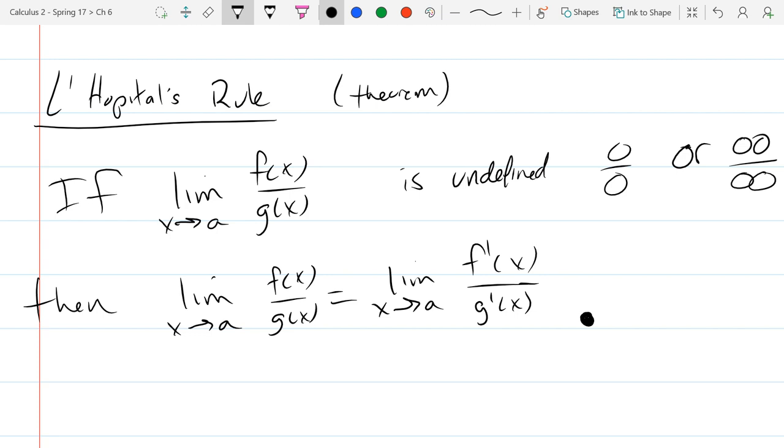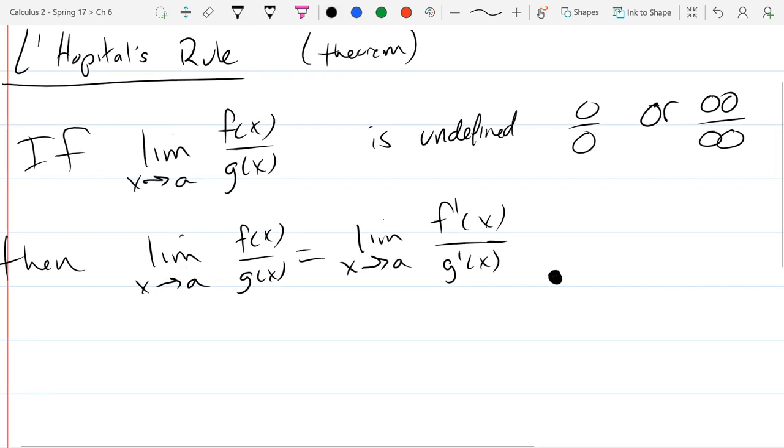Pretty short. This is not to be confused with the quotient rule. It is absolutely not the quotient rule. Maybe it's what you dreamed the quotient rule was, but it's not the quotient rule. So I'll write that in red. Warning, this is not the quotient rule.